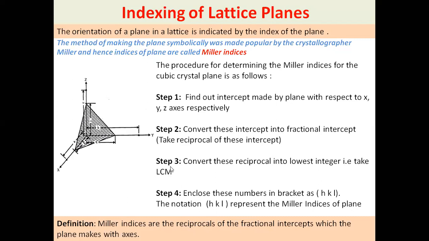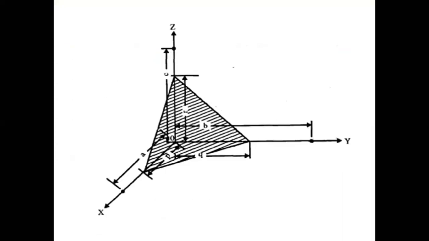Then take the LCM of all these numbers, and then enclose the numbers in a bracket. That is HKL, which represents the Miller indices. All these Miller indices of the plane are always inserted in parenthesis. So these brackets are called parenthesis. Do you understand what Miller indices are? We take one example so that you can understand this procedure very clearly.